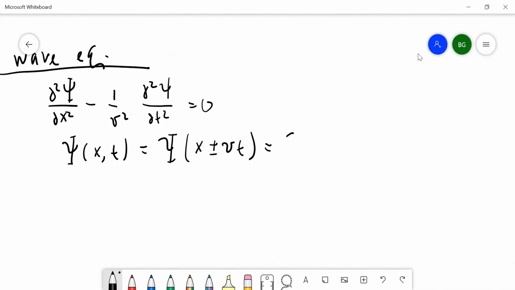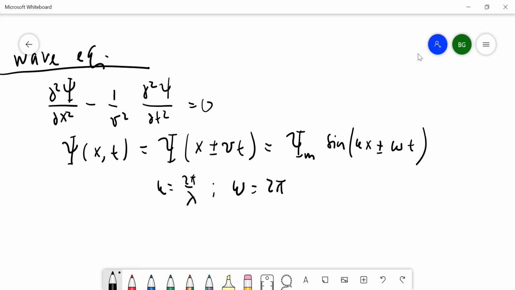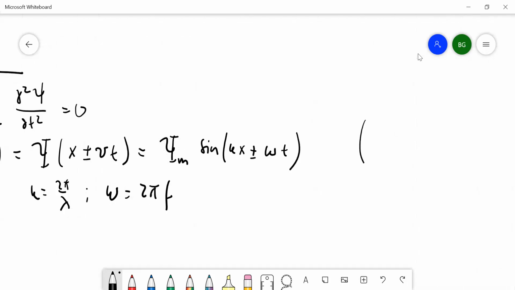So what we have last week, this C here is equal to, let's say this m, the amplitude, and this, there is a sinus, kx minus plus minus omega t, okay? This k here is 2 pi over lambda, and omega is 2 pi f. Okay? This is mechanic wave.